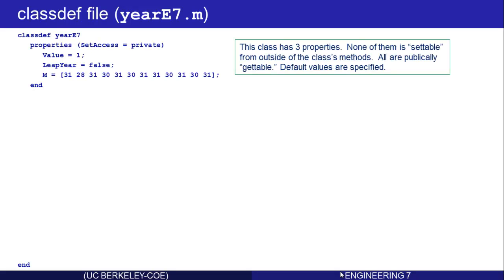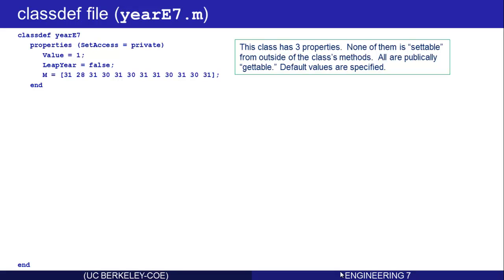It starts with the class def line and the name of the class, and finally ends at the bottom with an end. The set access attribute of the properties is set to private, which limits a user's ability to set the properties once the object has been constructed. The class has three properties. Value is 1, leap year is false, and then a 1 by 12 array of the number of days in each month of the year.